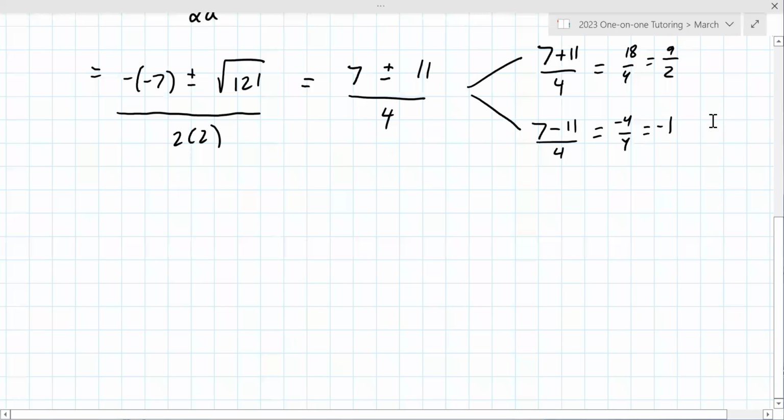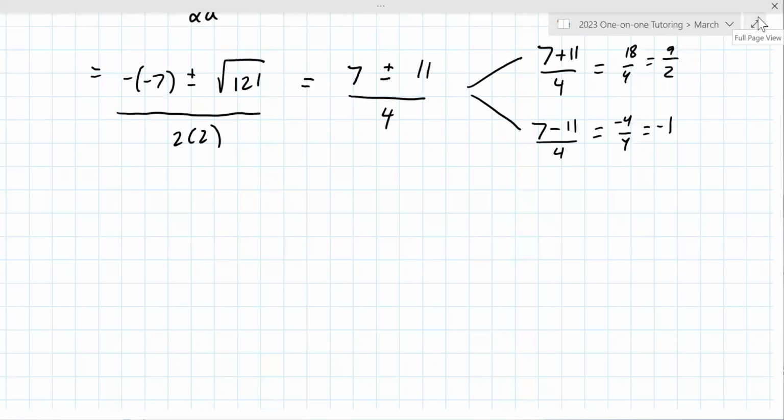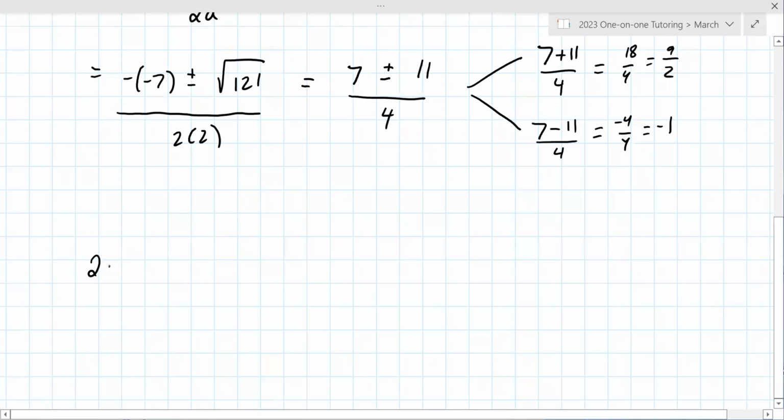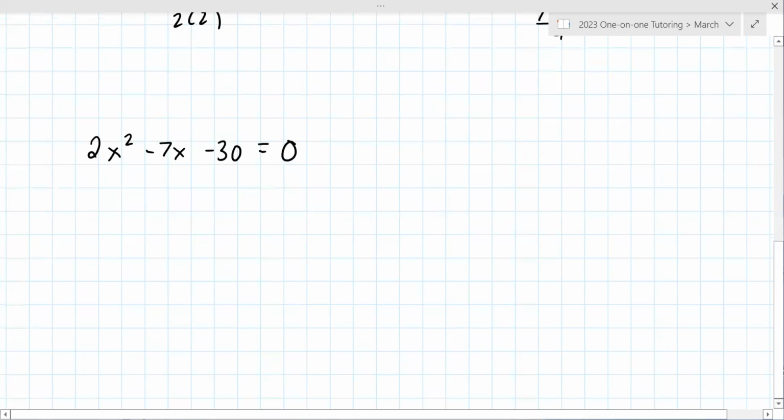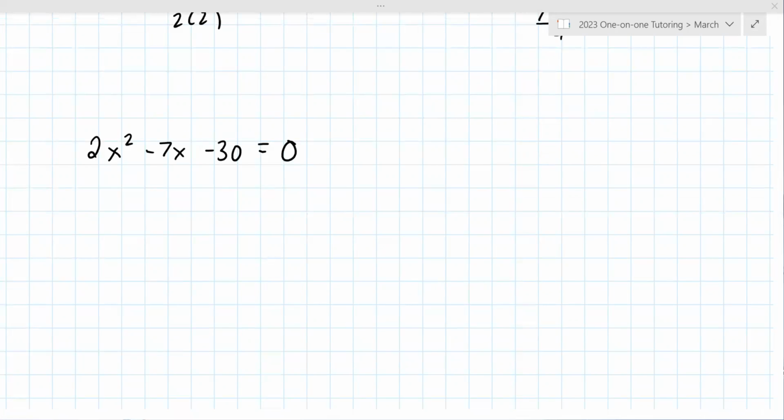So let's have you try this one. Let's have you try 2x squared minus 7x minus 30 equals 0. So go ahead and give that a try. Let me know if you have questions. This one does work out sort of nicely. It's kind of like the last one. It's going to have 2 answers, no roots yet.